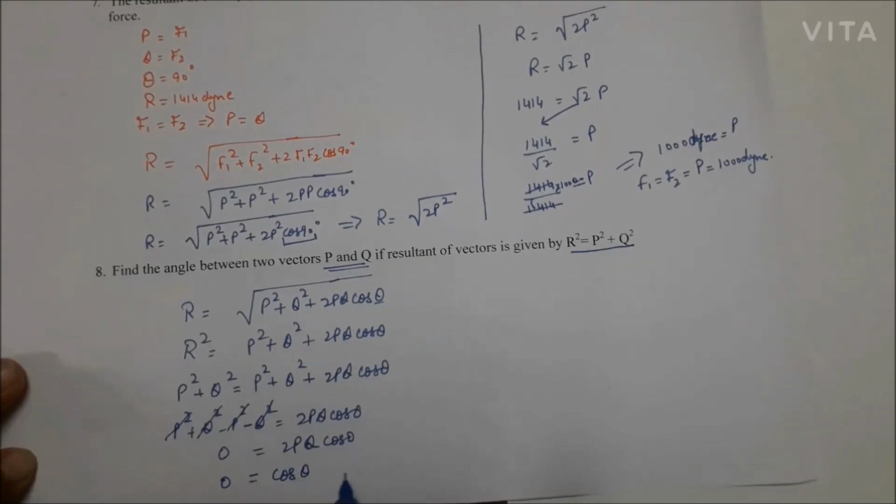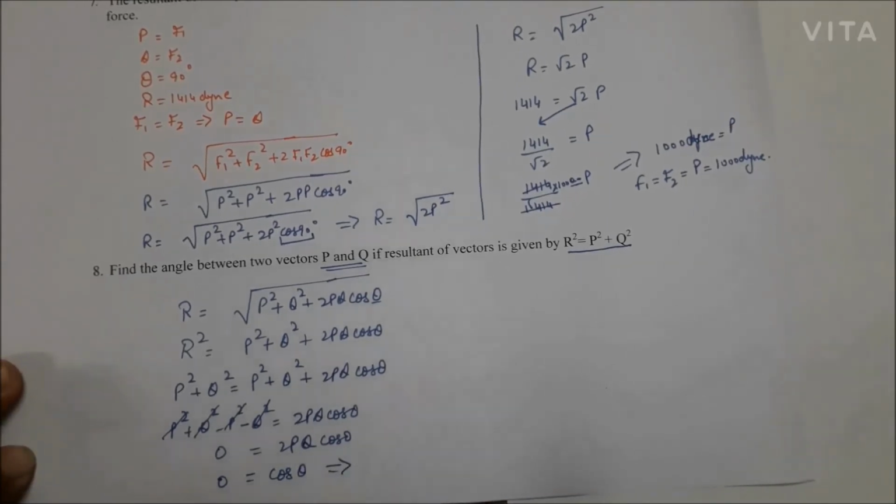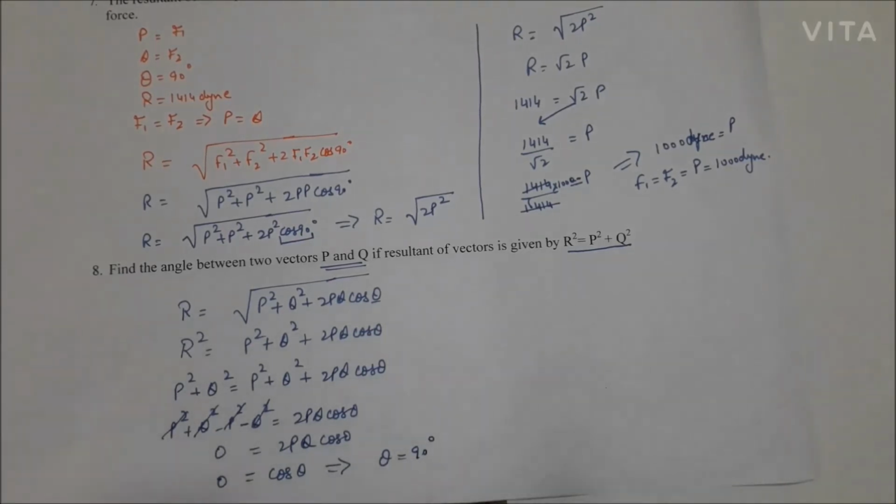Now cos theta की वैल्यू 0 कहाँ पे होती है? At which angle is cos theta 0? The cos theta is 0 at 90 degrees, when theta is 90 degrees. Okay, so here comes the result. The angle between two vectors P and Q is 90 degrees. So let's proceed to the other numerical.